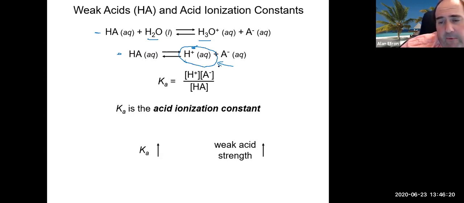So this is one really big way you can determine whether an acid is a strong acid or a weak acid, by the Ka value. Would I expect to find a Ka value for a strong acid?